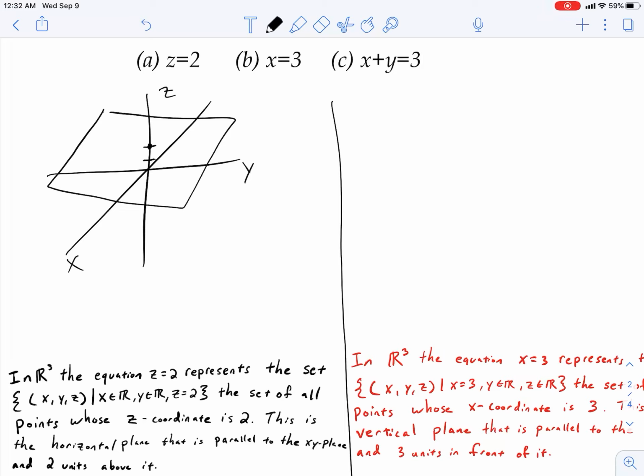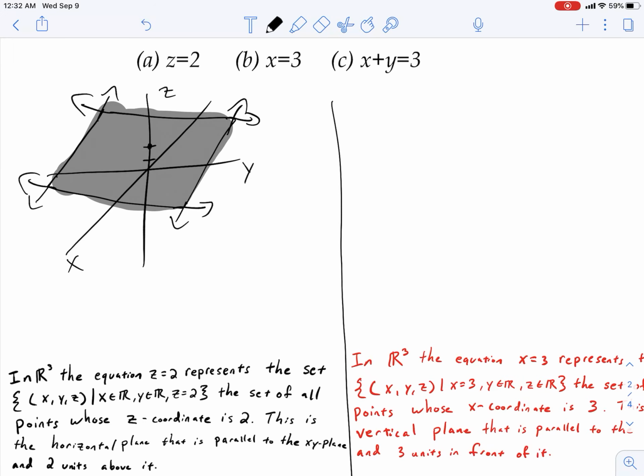And it's going to be a horizontal plane. It's going to be 2 units above the xy plane. And if you're going to use words, that's how you would describe it. So I'm just going to go ahead and create my plane. And I have a highlighter here just to show you that, hey, that's a plane. And this plane is going to go off in every direction. It goes on for infinity in all of those directions. And that's how you sketch z equals 2 on a three-dimensional coordinate system.